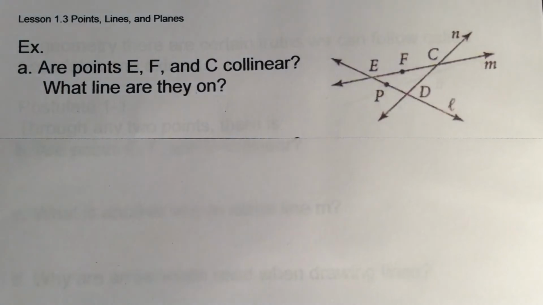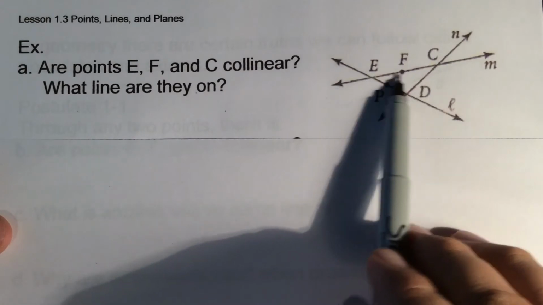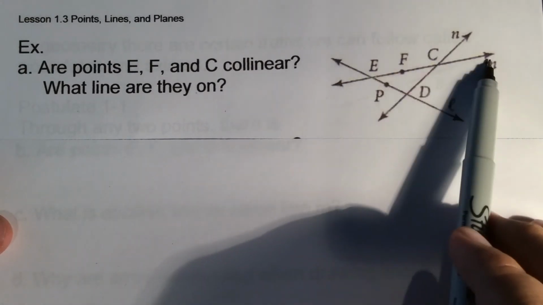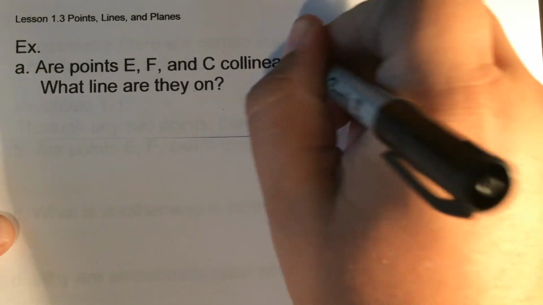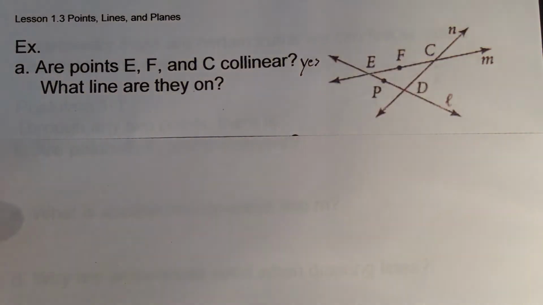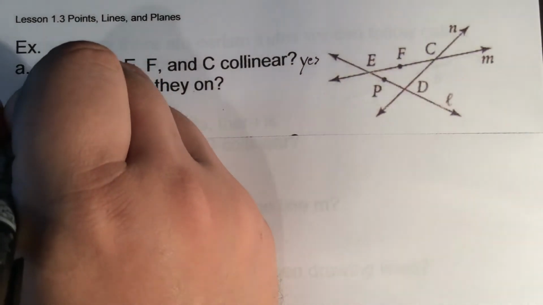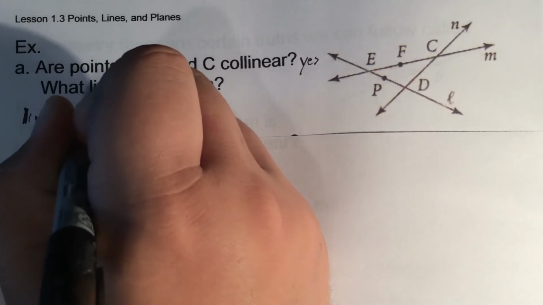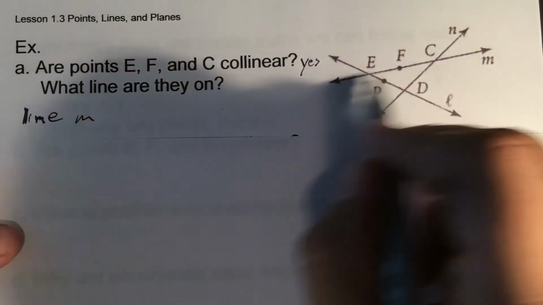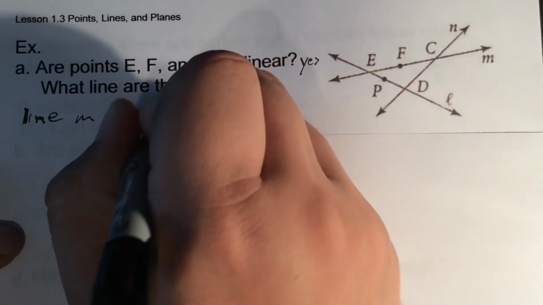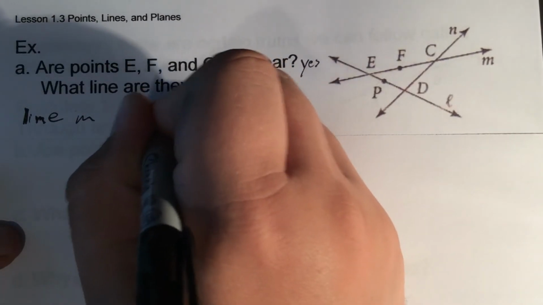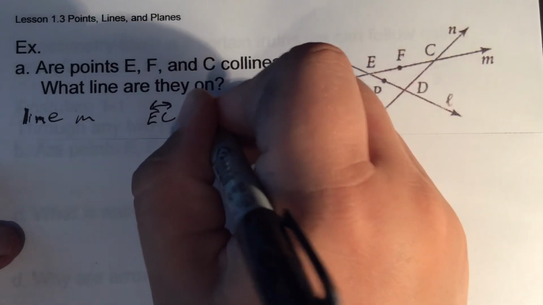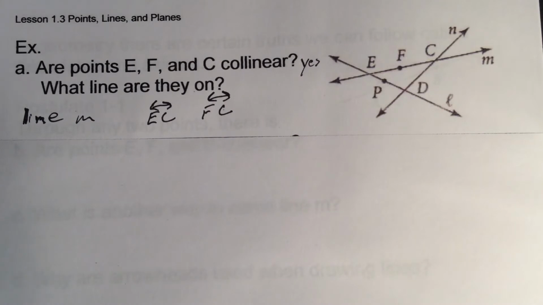So, looking at this figure here, are points E, F, and C collinear? Well, E, F, C, yeah, they're all on that same line. So, yes. What line are they on? Well, we could either say line M, because they're all on line M here. We could say they're on line EC. Maybe FC. Any of those would work to describe what line they are on.